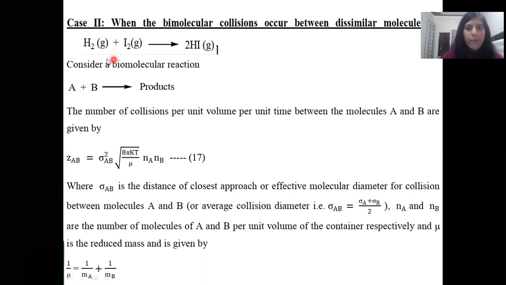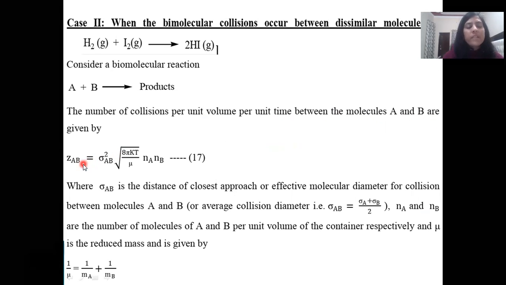This is an example of two dissimilar molecules: H2 plus I2 gives 2HI. Consider a bimolecular reaction, A plus B gives product. In the previous video, we took A plus A because we had two similar molecules. But in this case, we have dissimilar reactant molecules, that is, different reactant molecules. So we take one molecule as A and another as B.